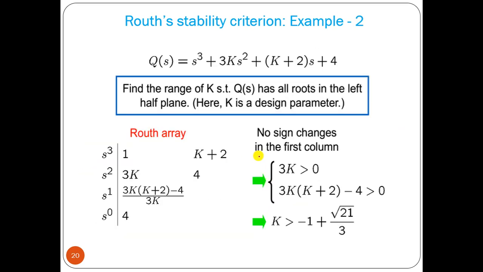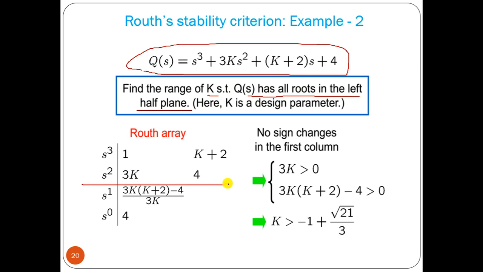Now let us solve one simple problem. This is your characteristic equation. We have to find the value of k. Find the range of k for which Q(s) has all roots in the left half plane. That means we have to find out that the system is stable. So for s^3, s^2, you have to put all the coefficient values: 1, 3k. Here it is k + 2, and 4.